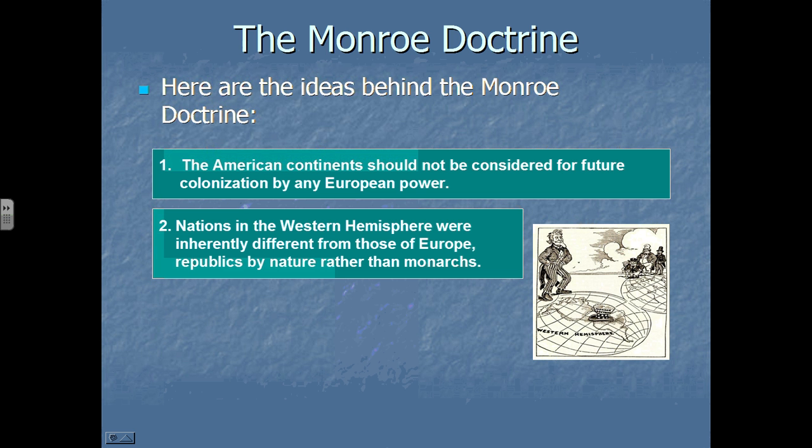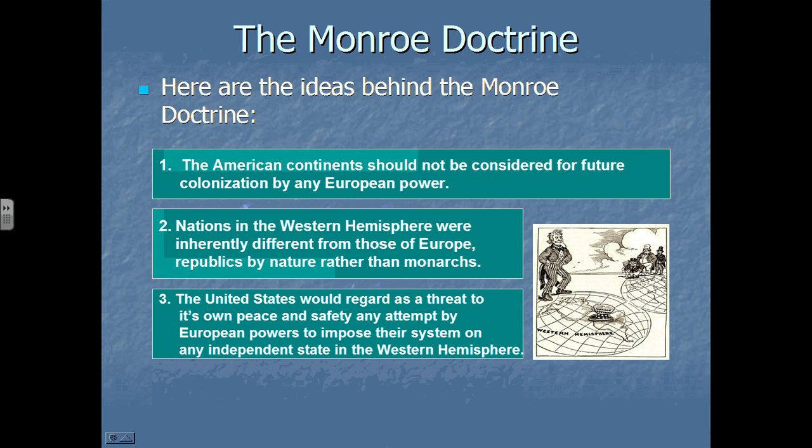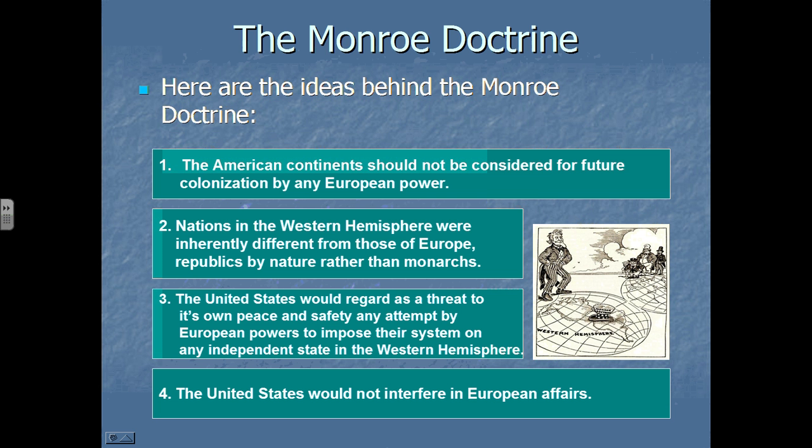So basically what that means is in Europe we have kings and queens ruling countries. In the Western Hemisphere we do not. Number three, the United States would regard as a threat to its own peace and safety any attempt by the European powers to impose their system on any independent state in the Western Hemisphere. And number four, the United States would not interfere in European affairs. That's the Monroe Doctrine. It's a big keep out sign to Europe.